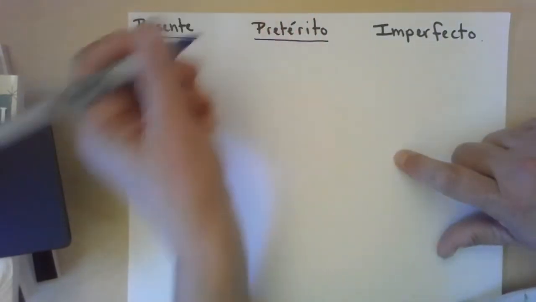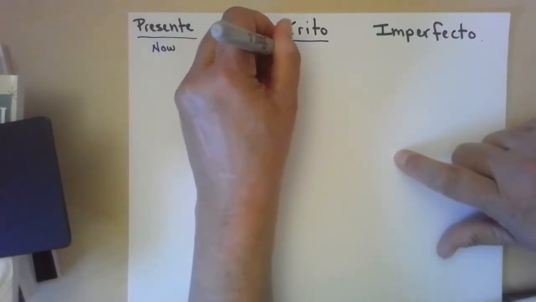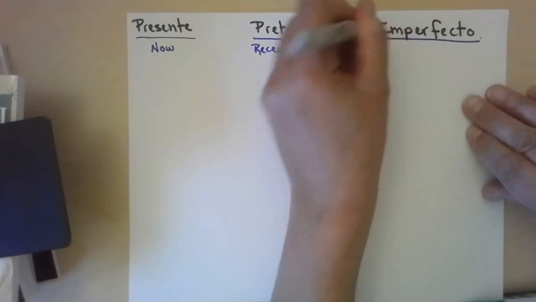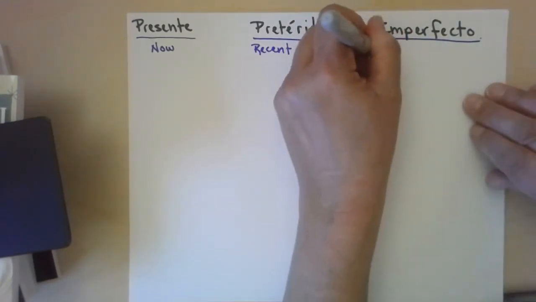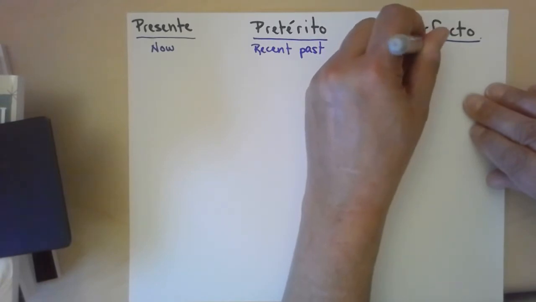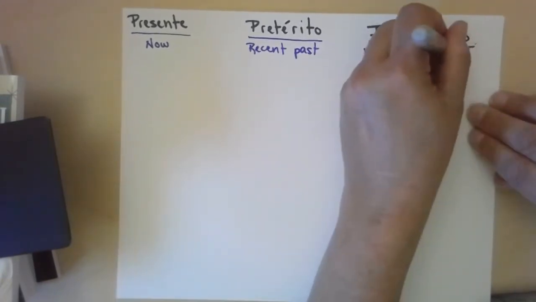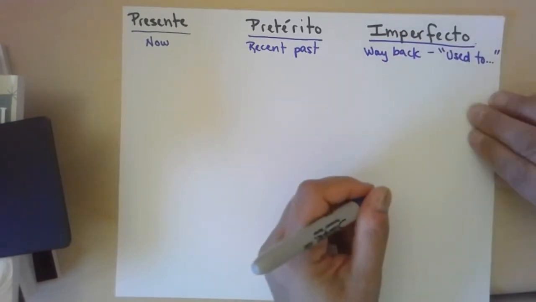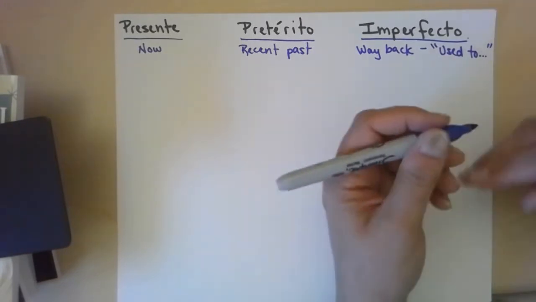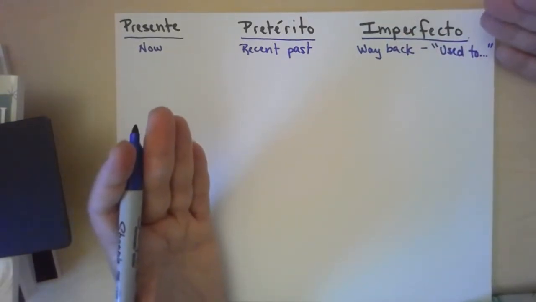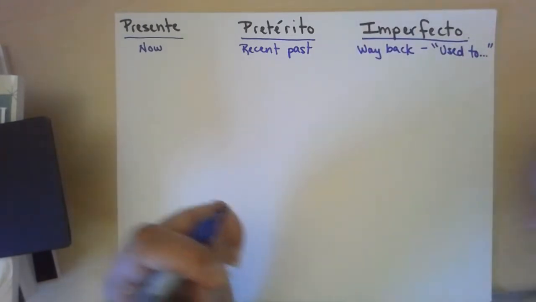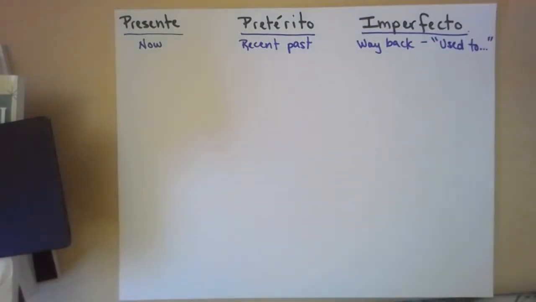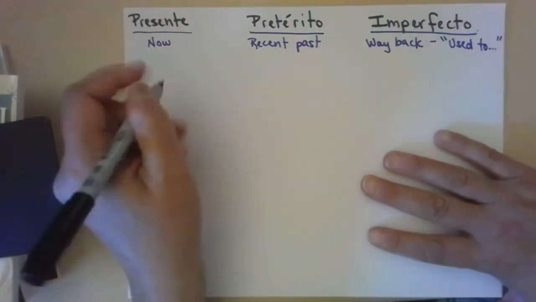El pretérito, which is the recent past. See? Y el imperfecto, which can be either way back, right, when you were a little kid. It can also stand for I used to, when I used to do something. Or if I did something for an extended period of time, you know, like, hey, I used to take ballet classes. Sí, yo tomaba clases de ballet. All right, so I just want to review some conjugations, see if we know these, okay?